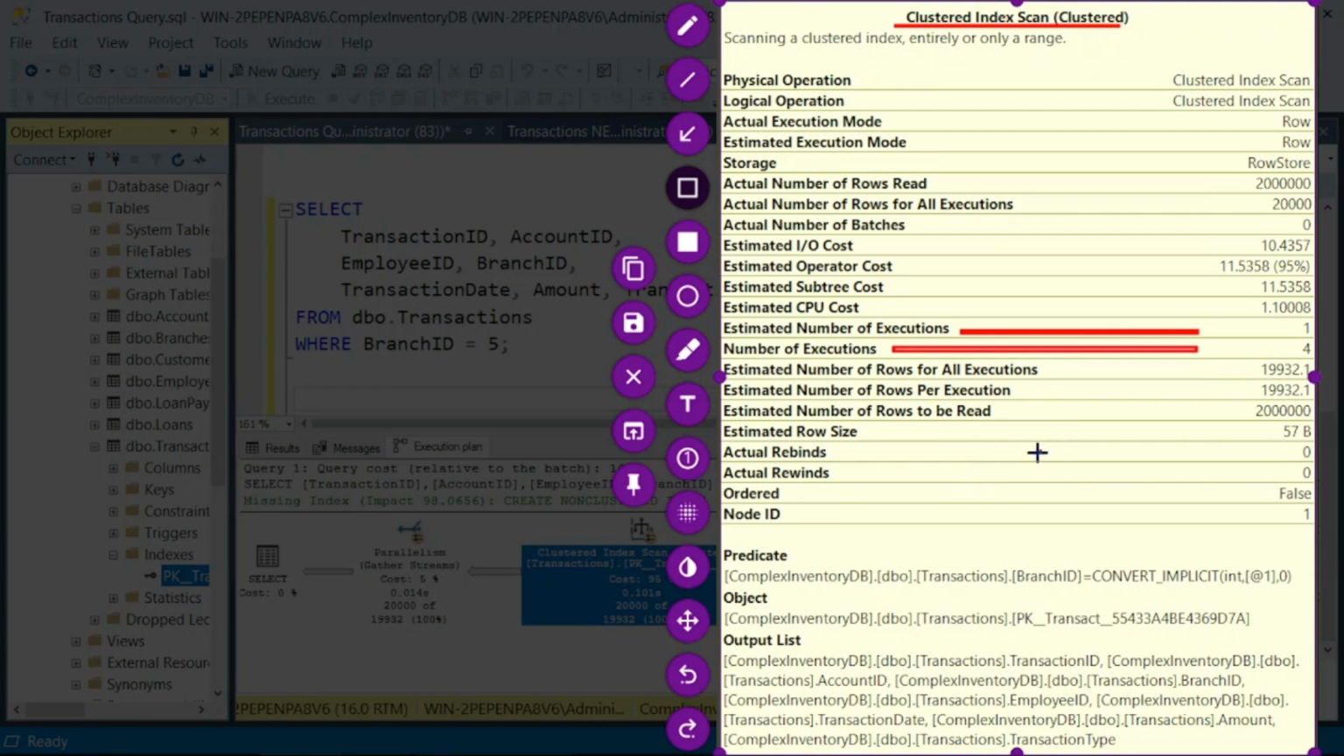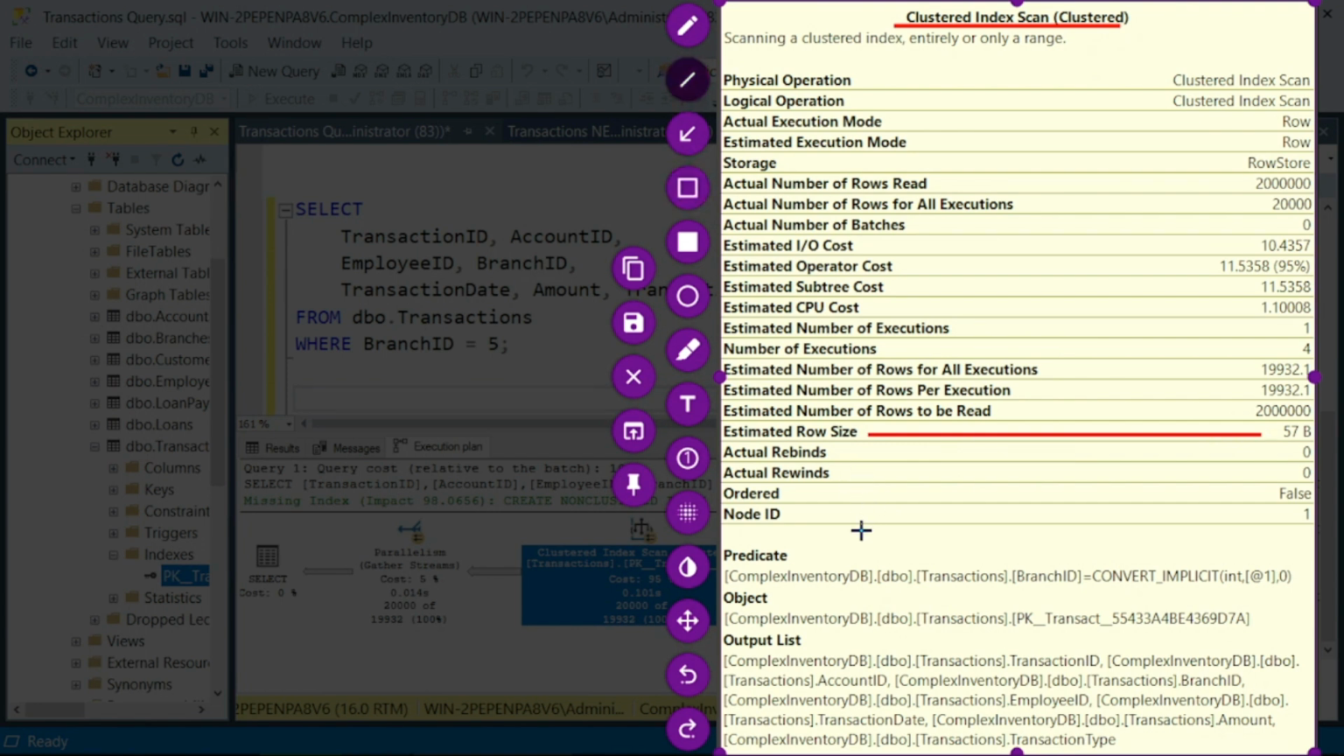Factor number 8, number of executions. Next, check the number of executions. Sometimes an operator is inexpensive by itself, but if SQL Server executes it thousands of times inside a loop, the total cost becomes very high. Always check how many times an operator ran.